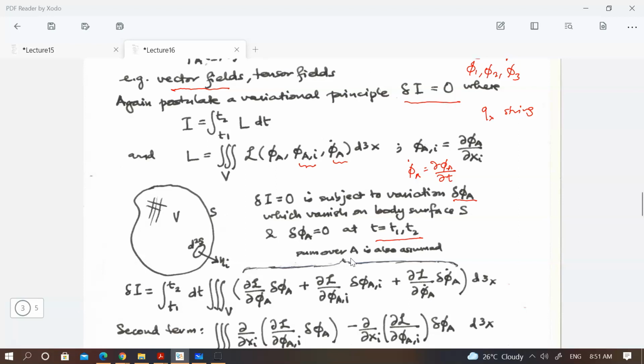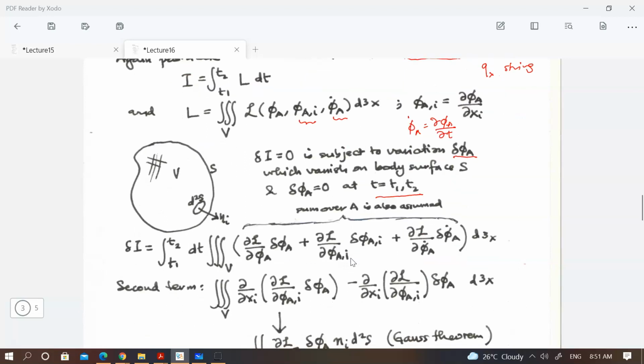That is just saying that you consider the field evolving from an initial time to a final time. But at the initial time and final time, you're going to have your variation equal to 0. Just like the case of your position previously. Instead of position, now you have a field.